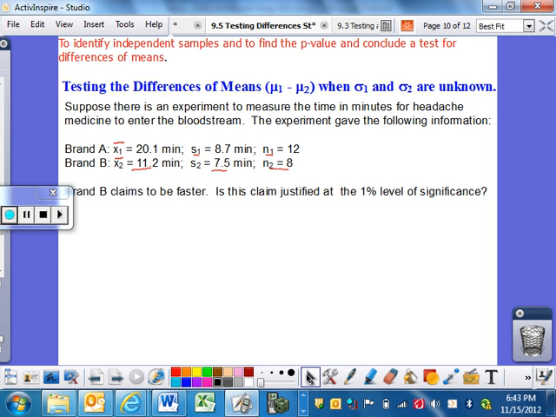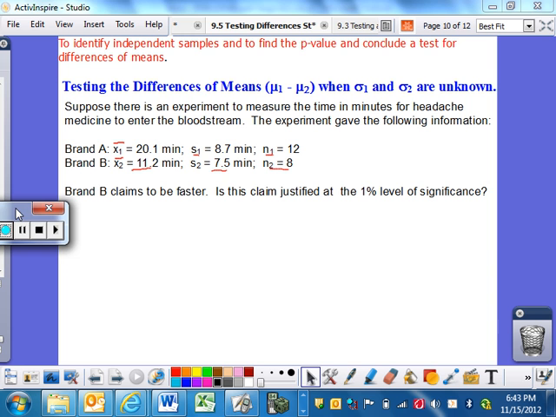So now they say that brand B, the second group, claims to be faster. Is this claim justified at the 1% level of significance? So what do you need to do? Here's what you have to do, and no matter what: alpha, list it. Okay? You have to set up your test. Now it's two groups. The null hypothesis is that they are equal. The alternate hypothesis, now it is mu 1 versus mu 2. So I'm going to say brand A is 1. Okay? Brand B is 2.